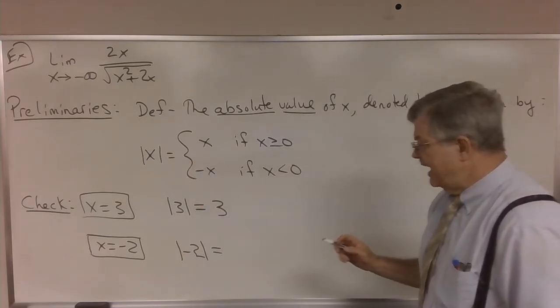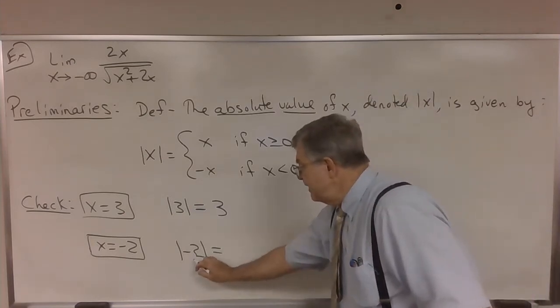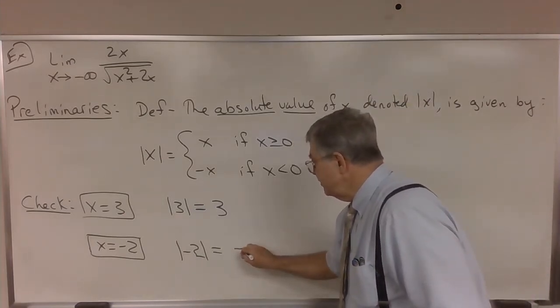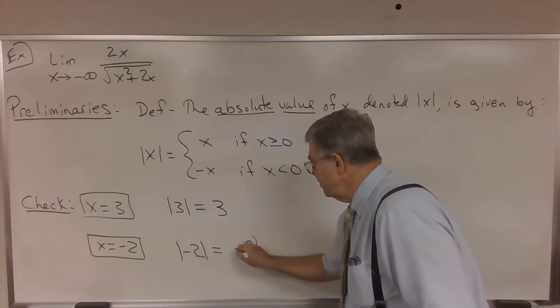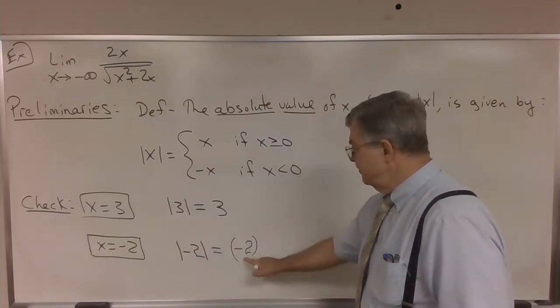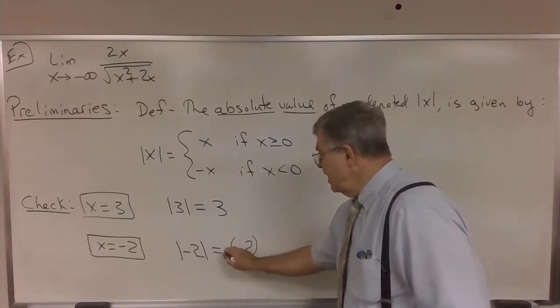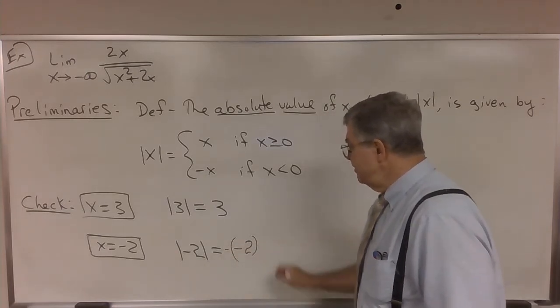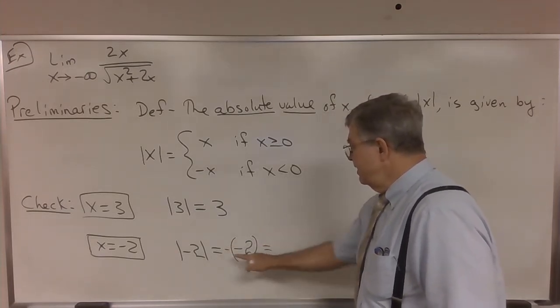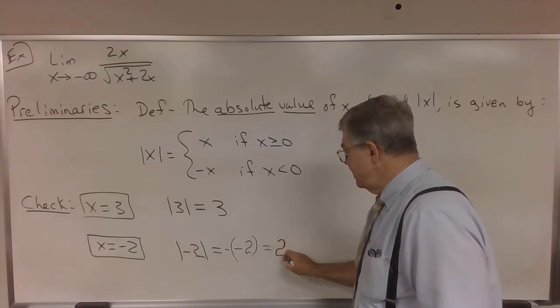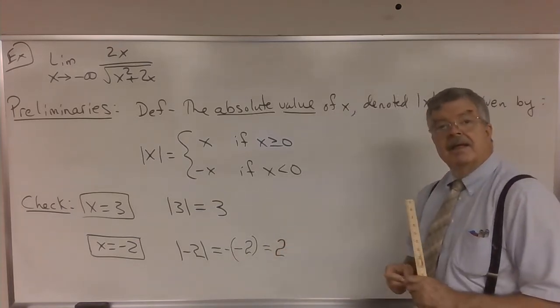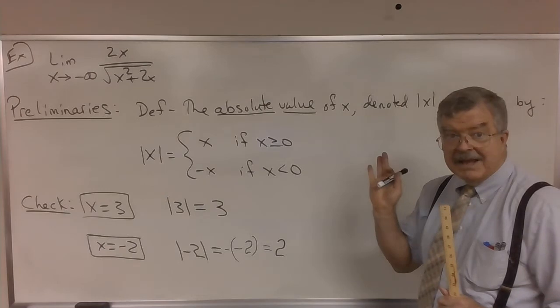So let's try that. We want the absolute value of -2. So we take the number x, which is -2. We take x and we multiply it by -1. Negative times a negative is positive, and bingo, it works.